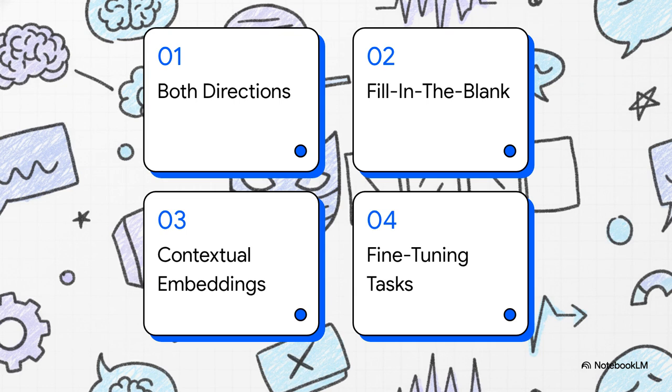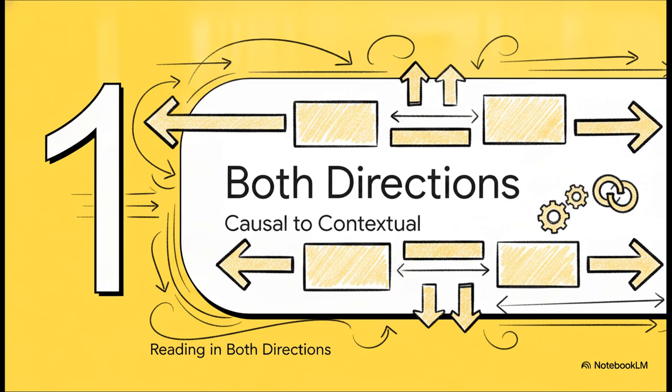Here's our roadmap for today. We'll cover reading in both directions, the fill-in-the-blank test, contextual embeddings, and finally, fine-tuning for specific tasks. Okay, part 1. Reading in both directions, the shift from causal to contextual.